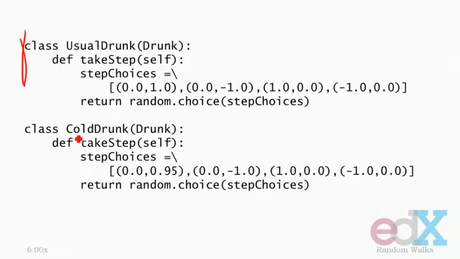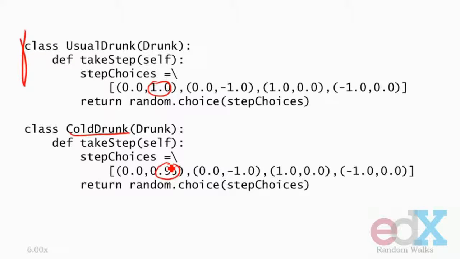I want to look at a small variant, something called a cold drunk. This is a drunk that hates to be cold, and when forced, or when randomly taking a step north, rather than taking a full step of 1 unit, he's a little bit reluctant, and so he only takes 0.95 units. Not quite a full step northward. Obviously, we're working in the northern hemisphere, I guess, where north is where it's colder. If we wanted to do it in the southern hemisphere, we'd have to change it.